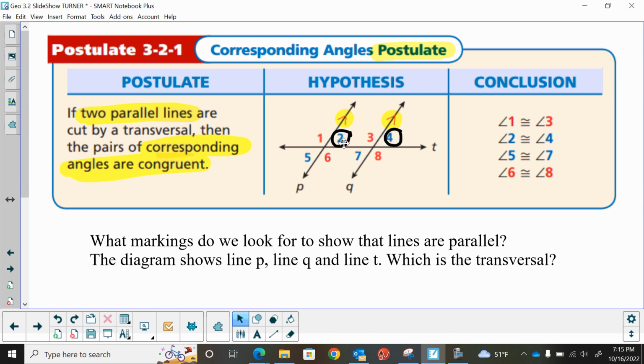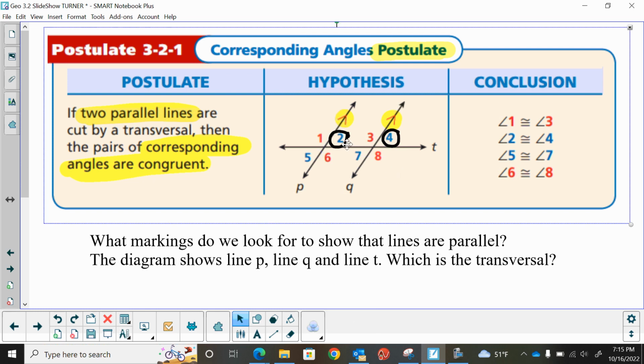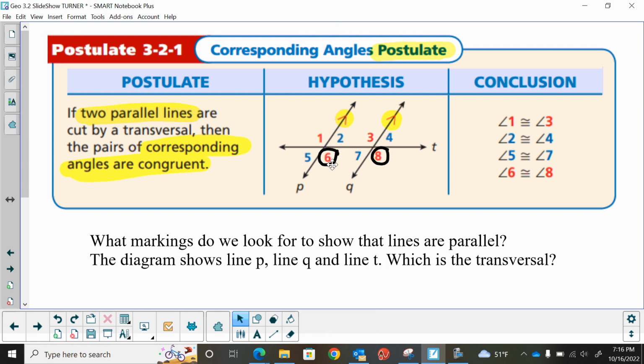What do we have next? 2 and 4. Okay, those are both in the top right, both above the transversal, above line T, and to the right of P and Q. And then 6 and 8 are the other pair of corresponding angles. They're both in that bottom right, both below T and to the right of P and Q. So they are congruent. Okay, so that's the corresponding angles postulate.